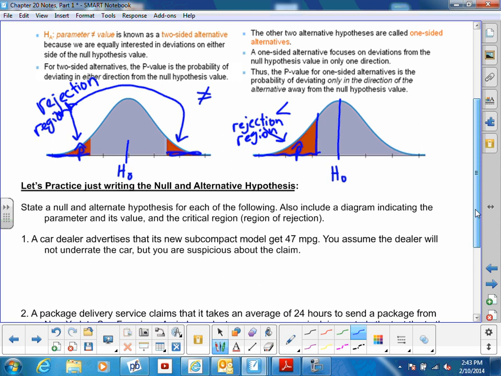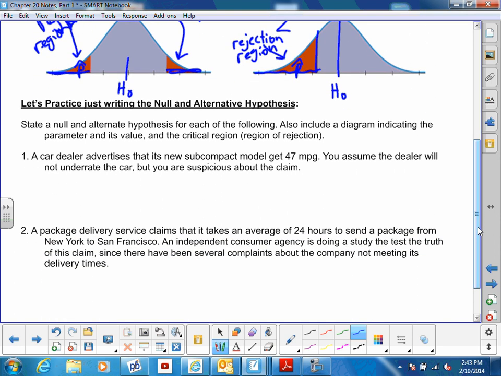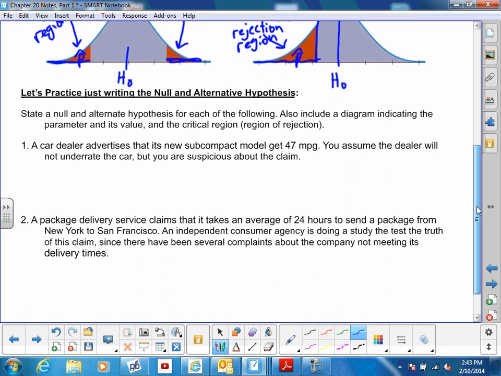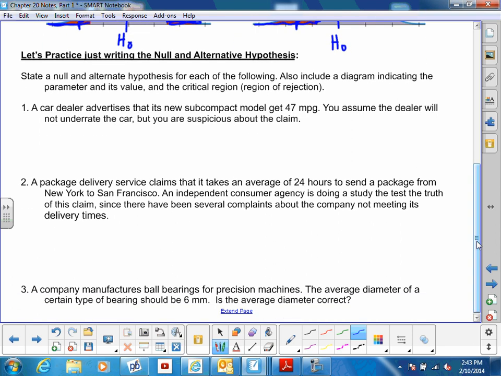Okay, so we're going to now practice writing these parameters, which is what the problem's about, and a null and alternative hypothesis. And that's all. We're not going to go into the whole Phantom's model. So here we go. Number 1.